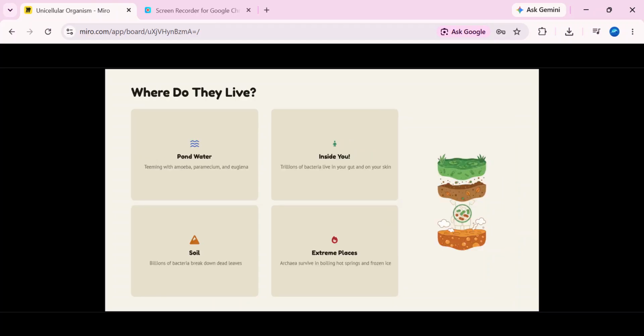Now, where do these cells live? They live in water, soil, air, food, and inside other living organisms. Some of them also live in ponds and lakes, and others live in very hot, salty, or harsh environments. Some bacteria even live inside our digestive system. So unicellular organisms are not limited to one particular place. They can be found everywhere on the earth.